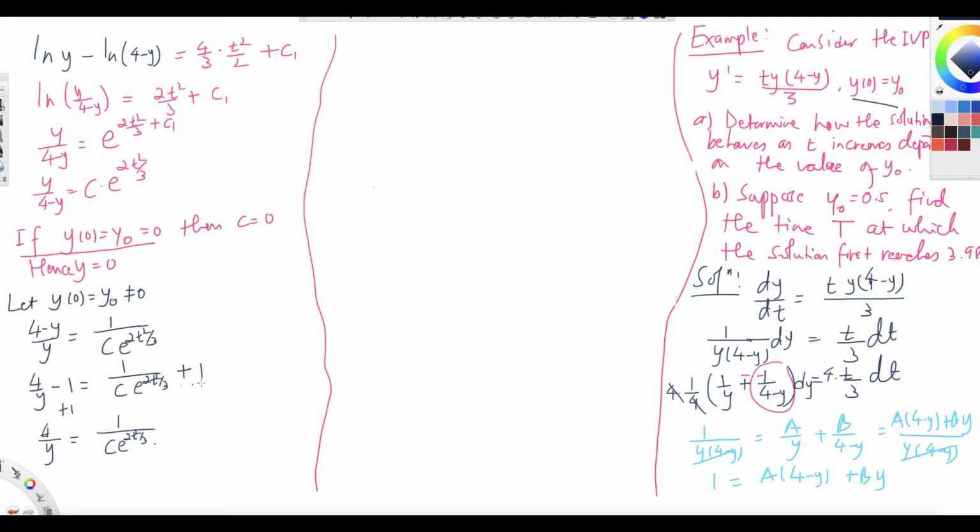There is 1 in the denominator there, so let me write that down one more time. Now make the same denominator. What do you get? 4 over y equals, you can write c e to the twice t square over 3 in the denominator, and then on the top you will get 1 times 1 is 1 plus c e to the twice t square over 3. That's what you get. Now I want to solve for y.